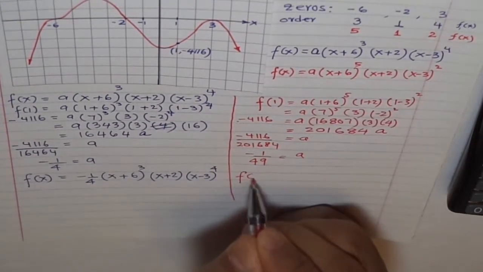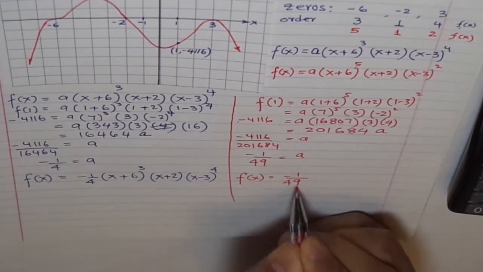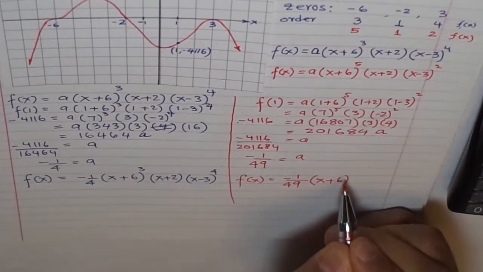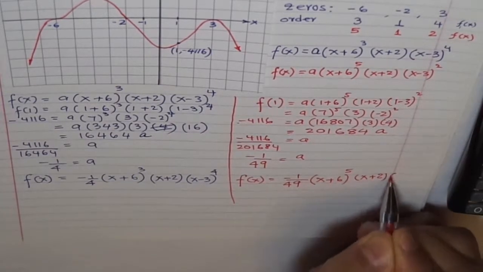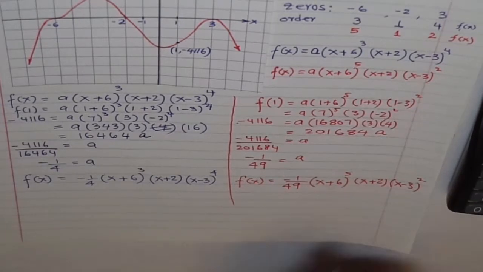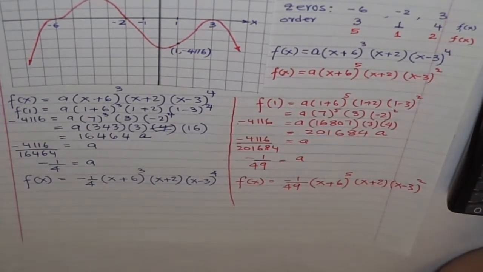Therefore, our function is minus 1 over 49 times (x plus 6) to the power of 5 times (x plus 2) times (x minus 3) squared. So these are the two equations which will represent our function. Correct? So let's review our process of doing the things.